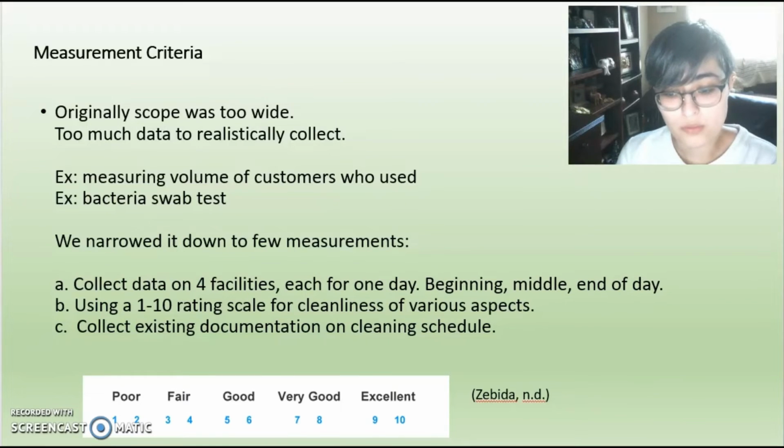We collected data from 4 healthcare facilities, and each member collected 1 day's worth of data. Elena actually collected 2 days' worth of data for us. Data was collected at 3 points in the day: the beginning, middle, and end of the day. We used a rating scale of 1 to 10 to measure various aspects of cleanliness, and while we would have preferred more objective measurements, this was easy to collect for the whole team, because we understood the scoring system from poor to excellent. Lastly, we collected documentation for quality and frequency of cleanings.